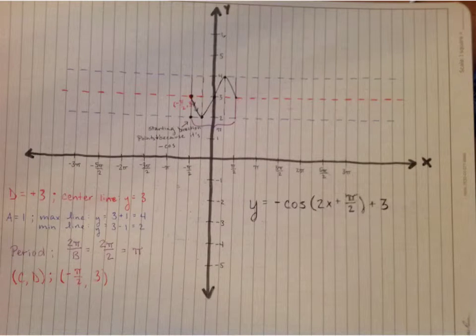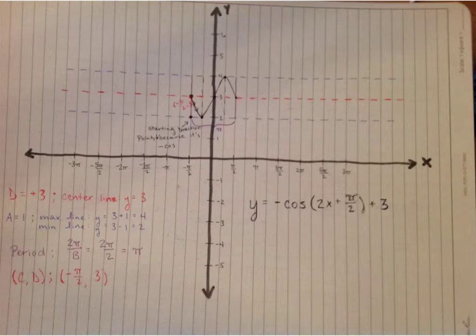The next step was to plot my maximum and minimums based on my period length and my starting point. So, as I said before, my starting point was negative pi over 2, 3, and my ending point is 1 pi period later, which ends up being pi over 2, 3. Then from there I divided that period by half. That was my other center line point. Then I divided that into quarters, which gave me my minimum and my maximum.